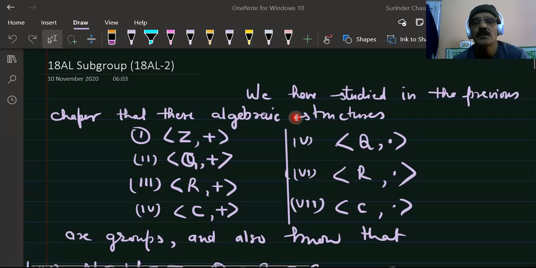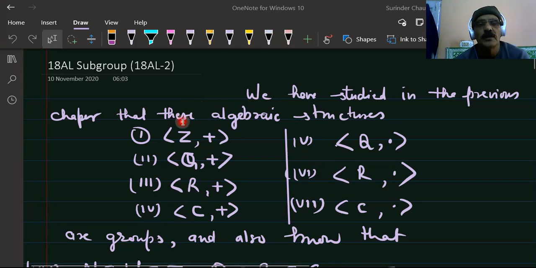Hello students, in this lecture we'll proceed from group to subgroup, subgroup of the group. First we'll have a very clear idea of what is a subgroup, how it is related to a group, and what is the relation between their binary composition on the non-empty sets. Then we'll discuss the properties of subgroup and so on in this lecture.